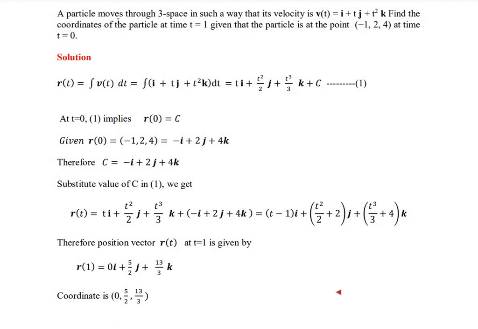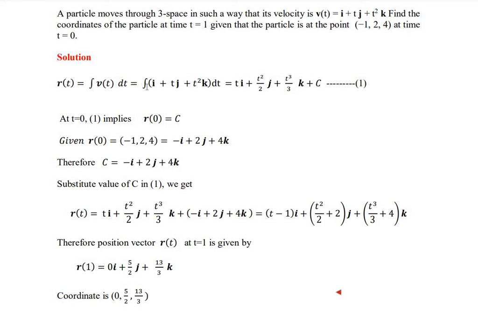Next question, a particle moves through 3 space in such a way that its velocity is v = i cap + t j cap + t² k cap. Find the coordinates of the particle at time t = 1, given that the particle is at the point (−1, 2, 4) at time t = 0. So here vector r of t we can find, r(t) is equal to the integral of v(t) dt.